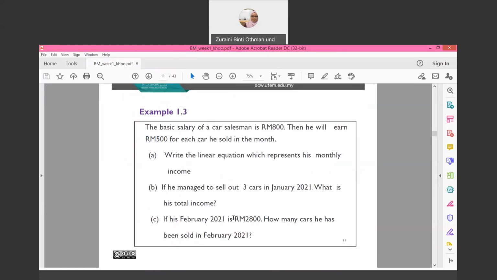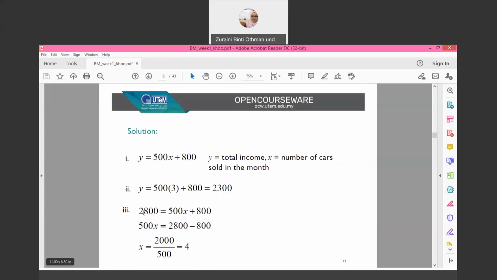Okay, so question number C. If his February income is 2,800, how many car he was being sold? Maksudnya kita tak tahu X sekarang, kita tahu Y. Okay, so sekarang kita tahu the value of in February he sold out 2,800. So how many X he sold? Maksudnya kita kena cari nilai X. So rearrange this equation, then we get 4 cars that he sold in February. Okay, so then this is Y is total income, X is number of cars sold in that month.